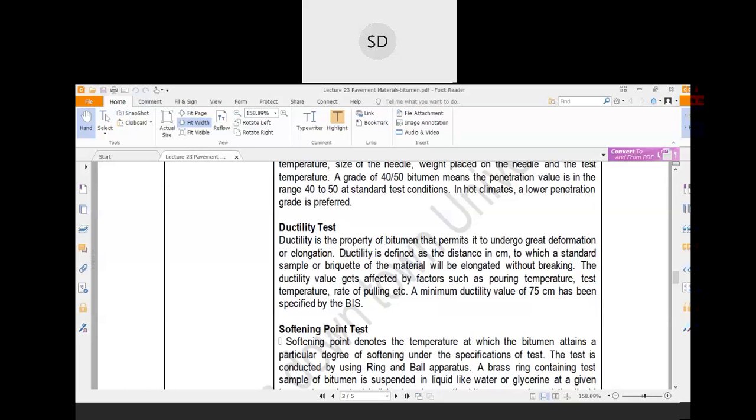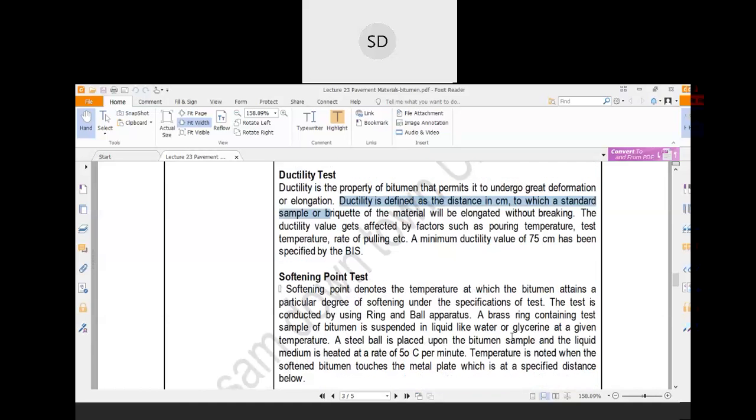As per the test, ductility is defined as the distance in centimeter to which a standard sample of the material will be elongated without breaking. For road aggregate, the minimum ductility value should be 75 centimeter. If it is less, it means that the bitumen material is brittle and it will form cracks very easily. Therefore, the ductility test is very much important.